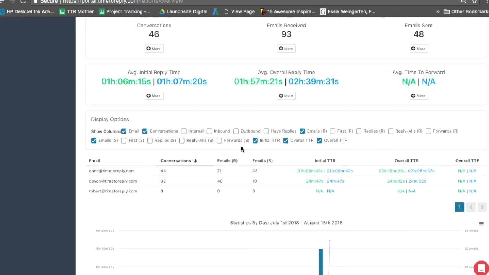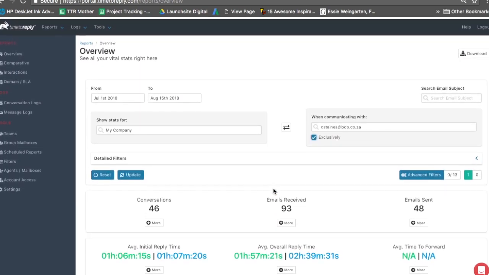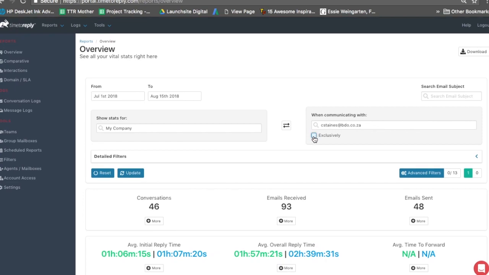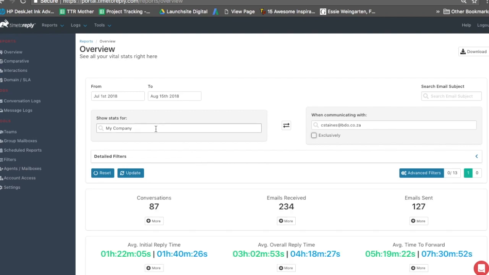If we tick exclusively, we can see how we are dealing with Chris when no one else is in the conversation. And if you look at the message logs or conversation logs when you've got these same filters applied, you'll be able to see the raw information that we are using to produce these statistics.